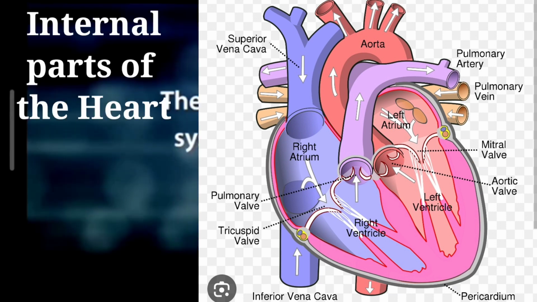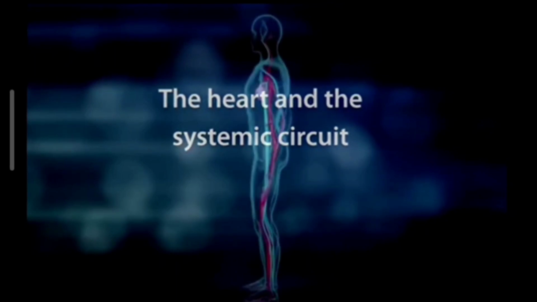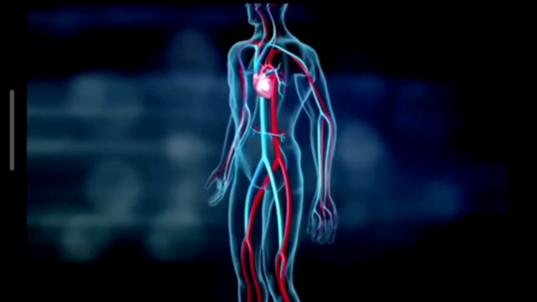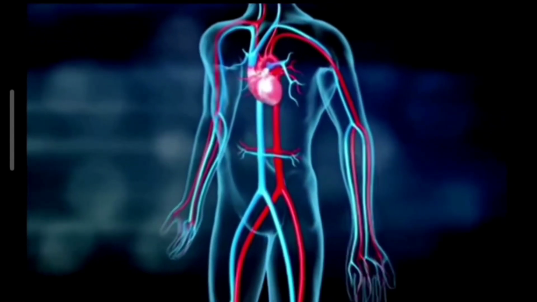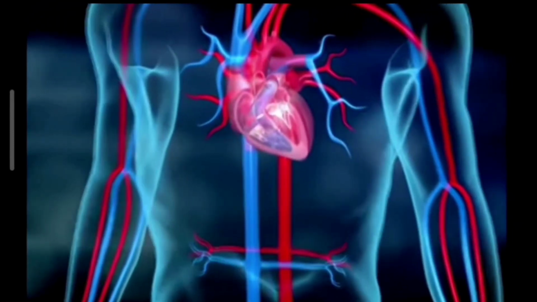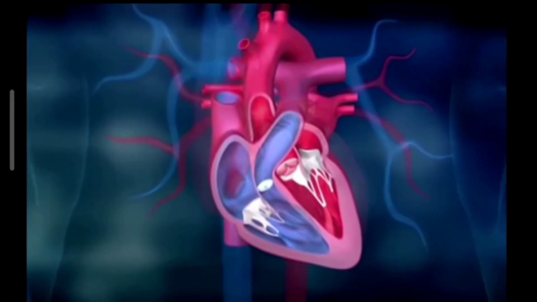Okay, so here is the video showing how the heart works. Now the red colored vessels are called the arteries, carrying oxygenated blood from the lungs to the heart. And the blue one is carrying the deoxygenated blood with the carbon dioxide from the body to the heart to the lungs. Okay, so that's it.